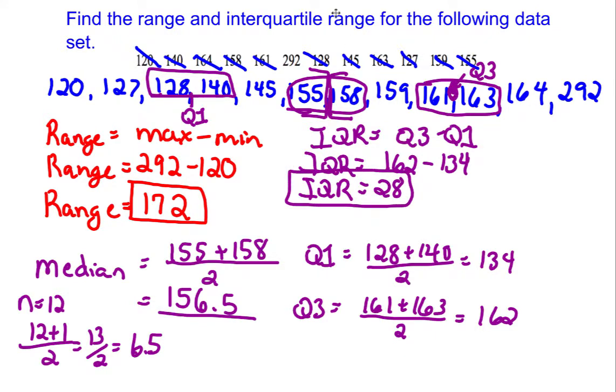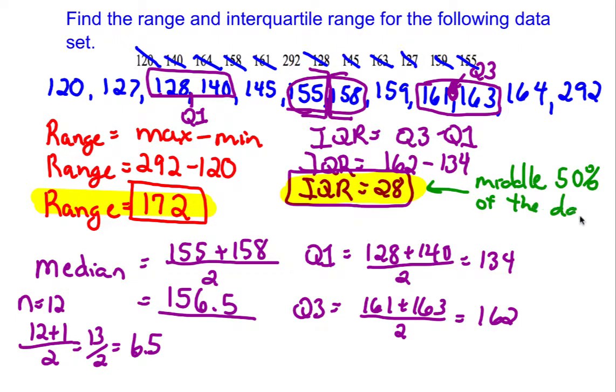So although my original data spans 172 values, my interquartile range, the middle 50% of my data, only spreads out in between 28 values.